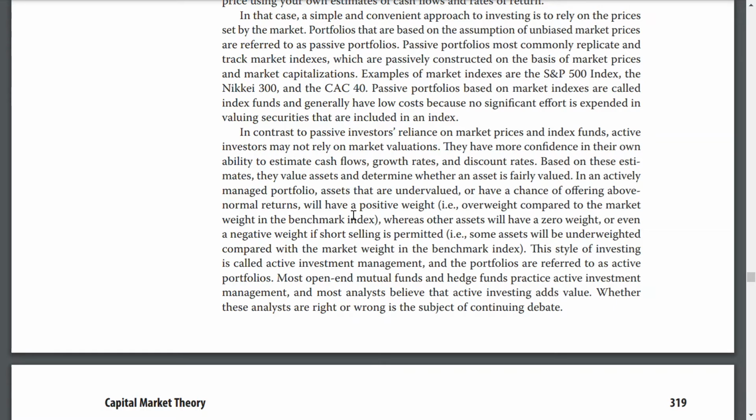In an actively managed portfolio, assets that are undervalued have a chance of offering above normal returns. They will have a positive weight, whereas other assets will have a zero weight or even a negative weight if short selling is permitted. This style of investing is called active investment management, and the portfolios are referred to as active portfolios. Most open-end mutual funds and hedge funds practice active investment management, and most analysts believe that active investing adds value, whether the analyst is right or wrong, the subject of continuing debate.